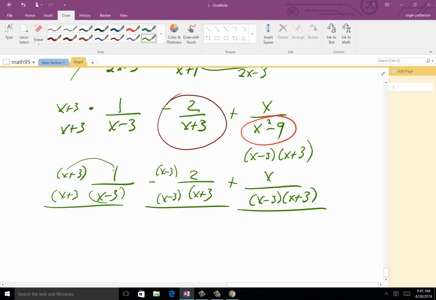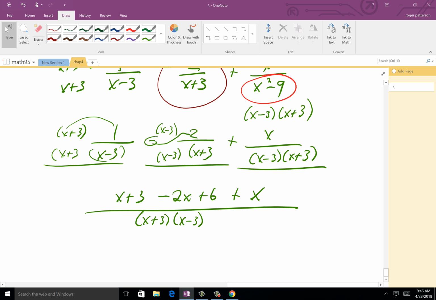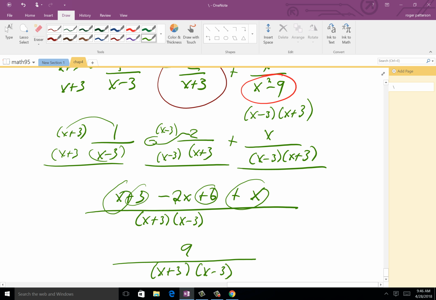Well, we've got to finish it, so we're going to distribute. So that's x plus 3, correct? Minus, so this is a minus, so it's going to go with that 2. So you get a minus 2x and a plus 6 and a plus x. I don't have to do anything with this one at all. And the whole thing is over x plus 3, x minus 3. Now I just have to simplify a whole bunch of stuff. So what are we going to get on the top? We get a 3 and a 6, that's 9. The x minus 2x, and the x's are gone. There it is.